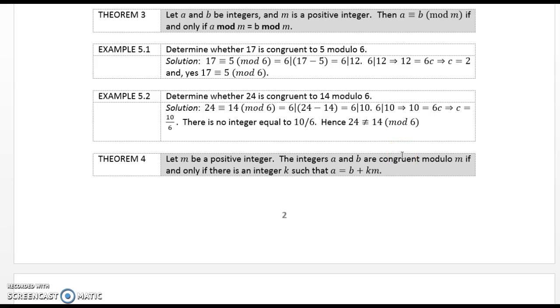Theorem 3. Let a and b be integers and m a positive integer. Then a is congruent to b modulo m if and only if a mod m equals b mod m.